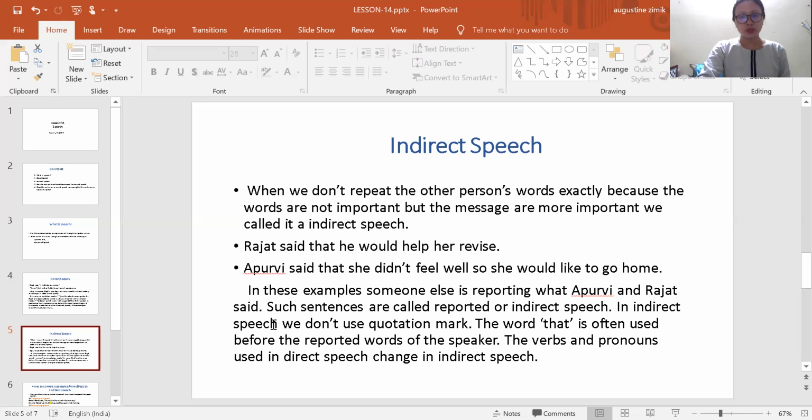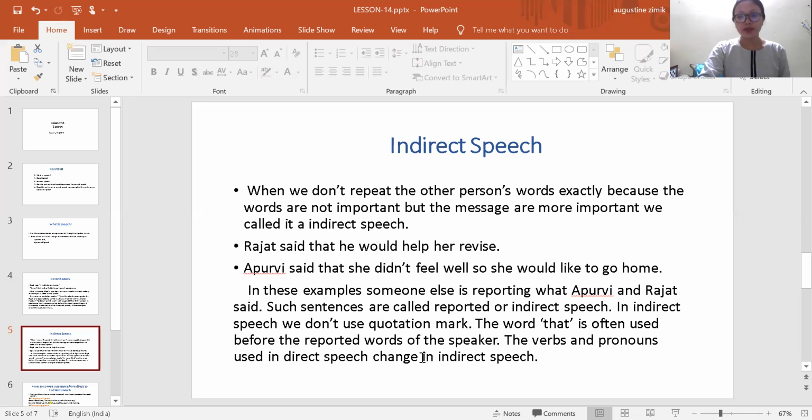In indirect speech, we don't use quotation marks. Here, no quotation marks are being used. The word that is often used before the reported words of the speaker. Here, can you see the word that? Yes. In indirect speech, we often use that. Even in the second example, I use that. Apurvi said that. Rajat said that. So, the word that is often used before the reported words of the speaker.